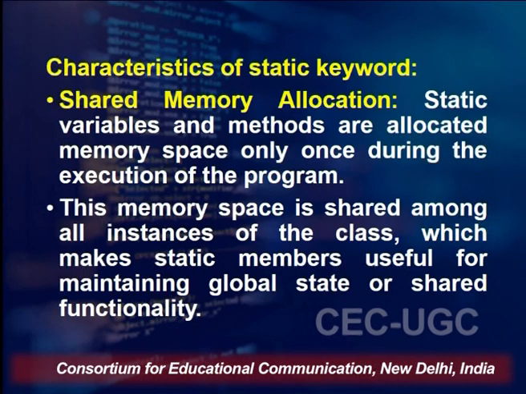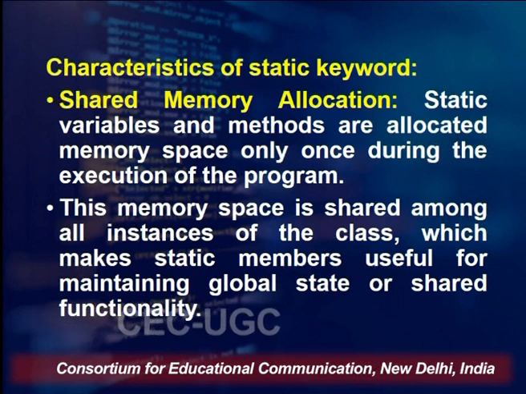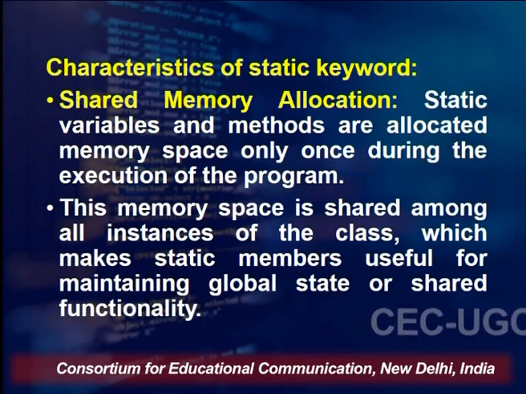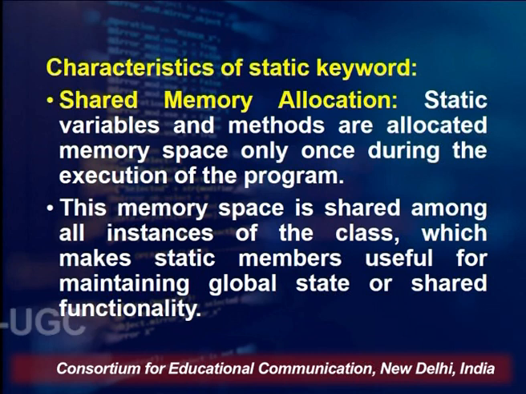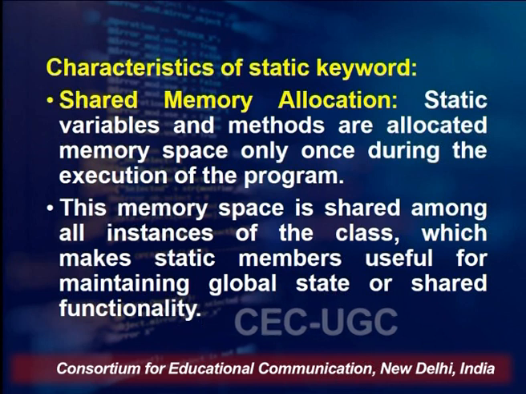Before going further with the static keyword, let us understand the features of static. As I have told you, only one copy of a static variable is created, and all the objects, all the instances, use that particular copy only. So the characteristic that comes out is shared memory allocation. Static variables, and static methods also, are allocated memory space only once during the execution of the program, and that memory space is shared among all the objects of the class, which makes static members useful for maintaining global state or shared functionality.